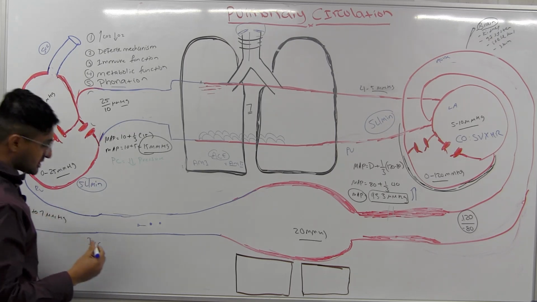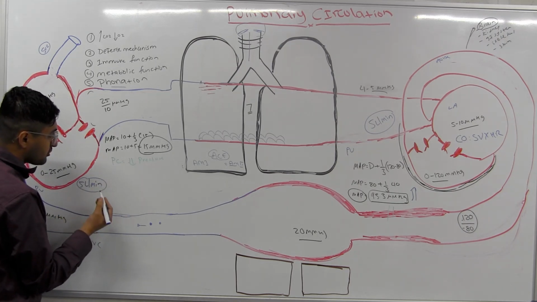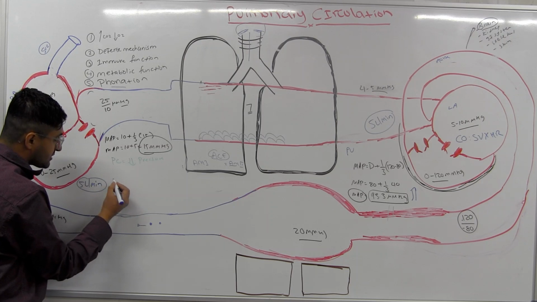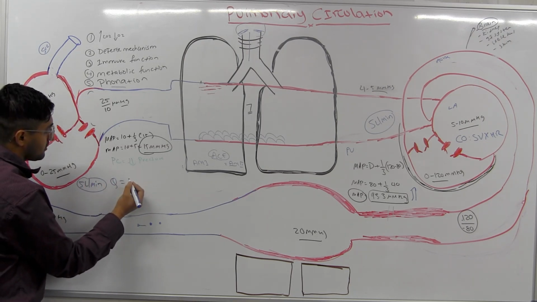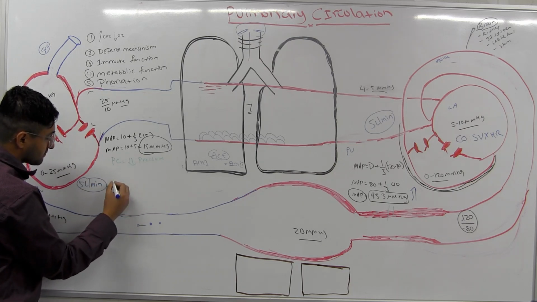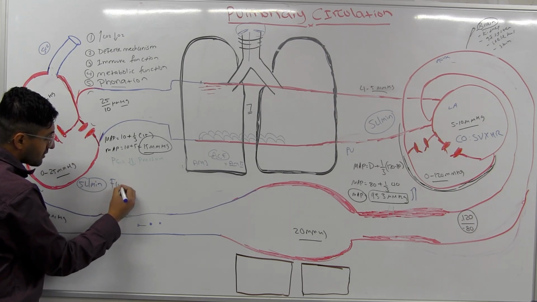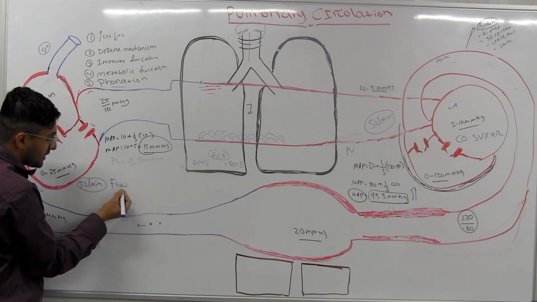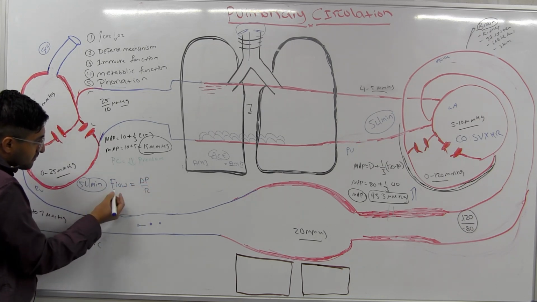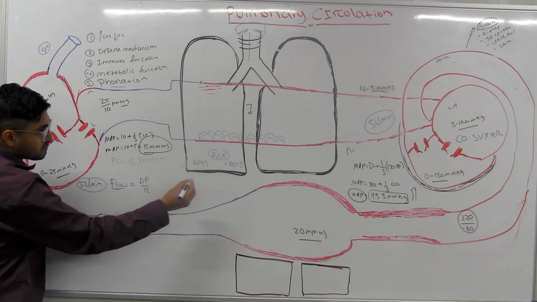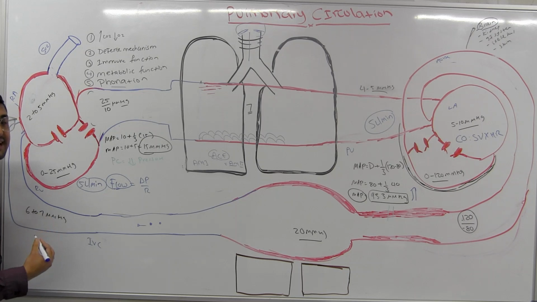What does that tell me? That means my flow, right? I could say my Q is equal to my cardiac output. There are whole equations for this, but the blood flow is equal to my cardiac output, so my flow is equal to delta P over resistance. For the right side of the heart, my cardiac output is exactly the same.